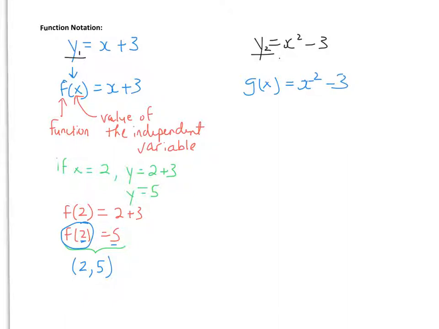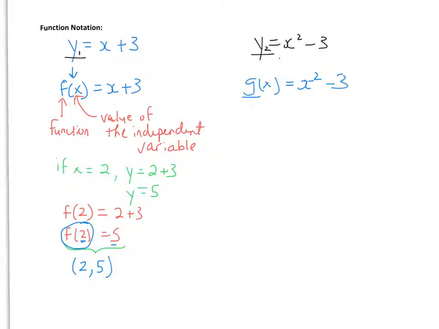Okay, so it allows us to give different functions different names. We have one called f, one called g. And the other thing it allows us to do is to communicate what the value of the independent variable is. And from there, we can get an actual ordered pair.